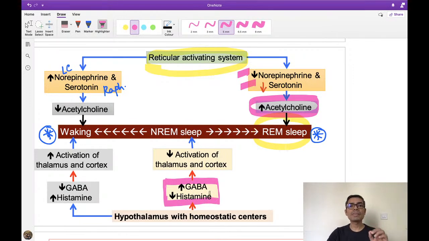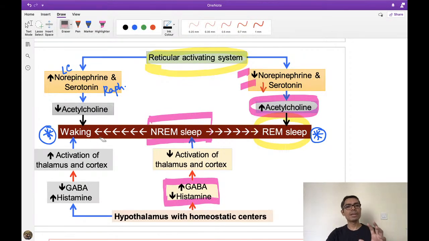So please remember, histamine is a substance which maintains your wakefulness. When the histamine level is less and GABA level is very high, then the person is going to enter into the non-REM sleep stage. But when the acetylcholine level is high and your norepinephrine and serotonin level is less, then the person is entering into the REM sleep stage. Obviously when the GABA is less and histamine is high, the person will remain in the wakefulness stage. So this is the whole neurotransmitter theory of the sleep cycle.